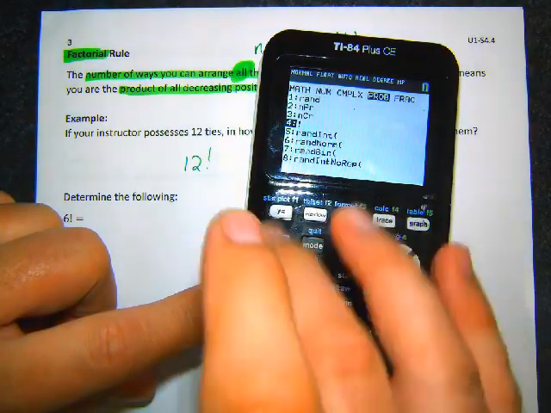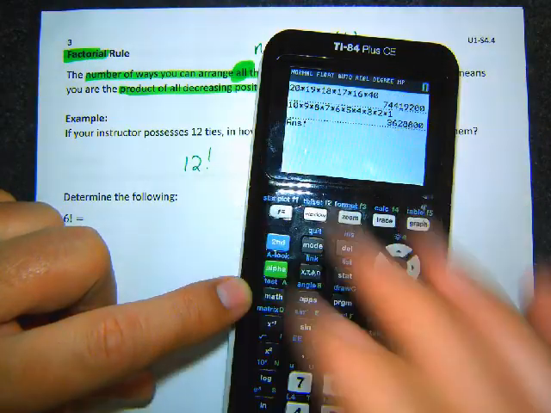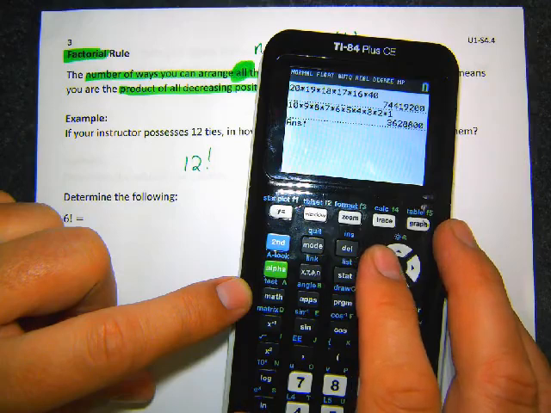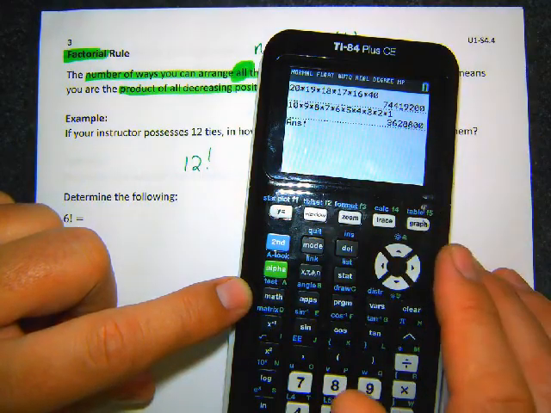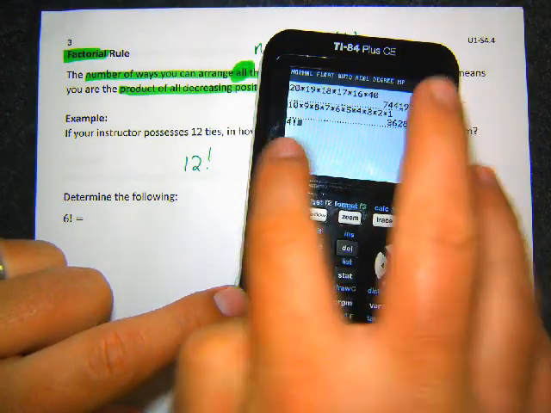Now when you do this, if you hit math, go over to probability, hit enter on 4, if you haven't typed anything in, it's just going to take the factorial of the last number in the previous question. I don't want to do that, so I'm going to type my 4 over top of that, so I get 4 factorial.